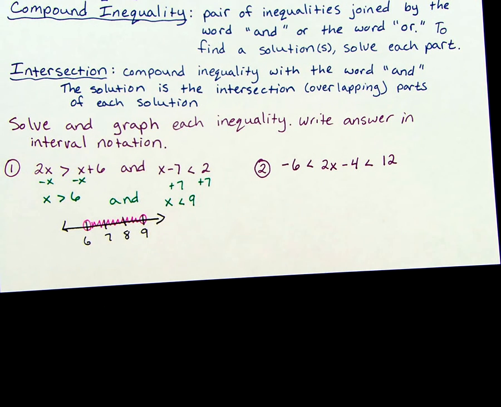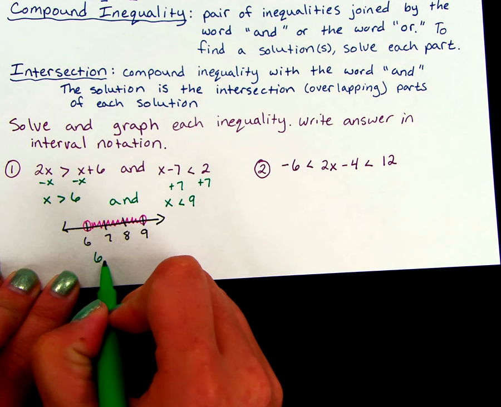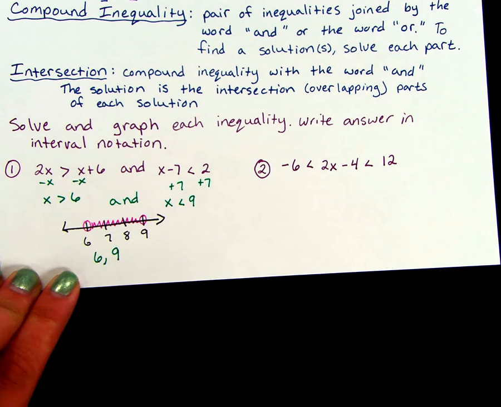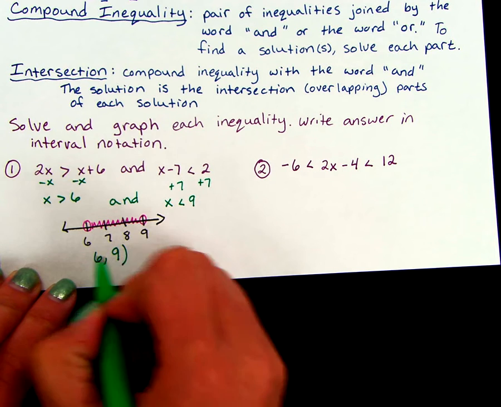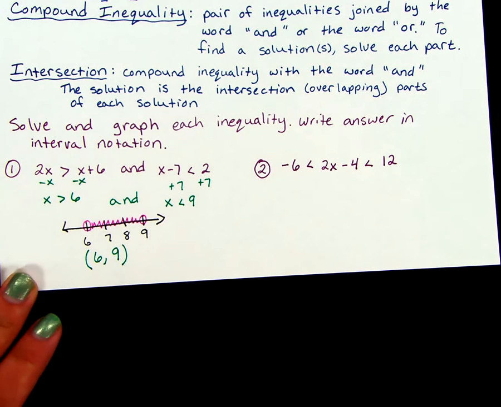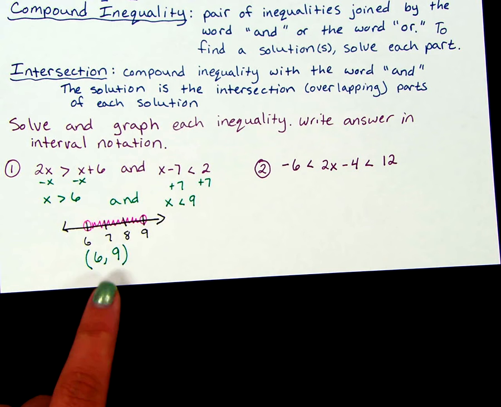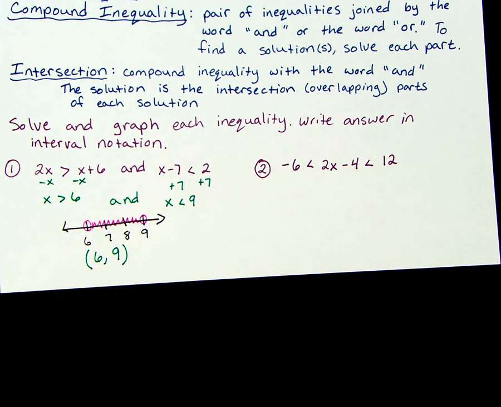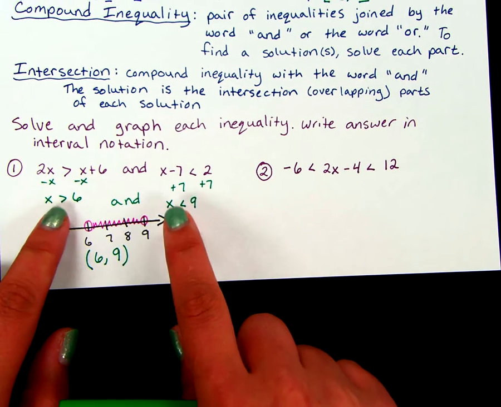To write that in interval notation, our smallest number is 6. The biggest number that we can have is 9. And we're not including either number, so that means we're going to have parentheses around this. So that's our interval notation. Make sure that you understand that we're talking about interval notation and don't confuse this with a point, because that's a different idea. This means the same thing as these inequalities.